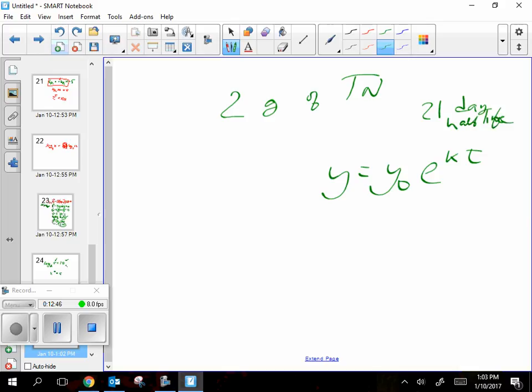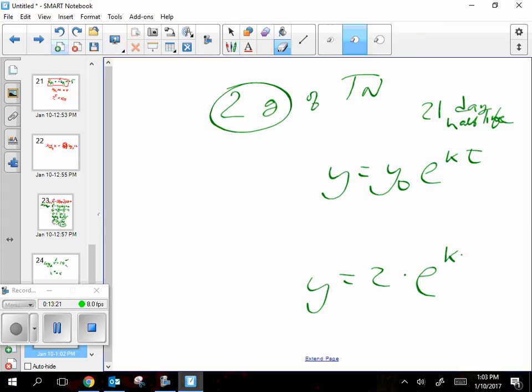Set up the equation to find K, and then rewrite the equation so that it's got K in it and it leaves T in it. So basically what they'd say is write an equation that you could use to solve for any time. And it'll look something like this. Well, its starting amount was 2 grams. E to the kt, I don't know K, but I do know T, the time was 21.